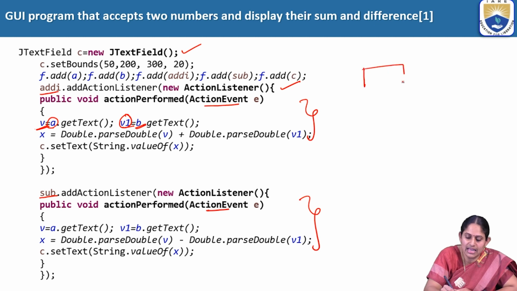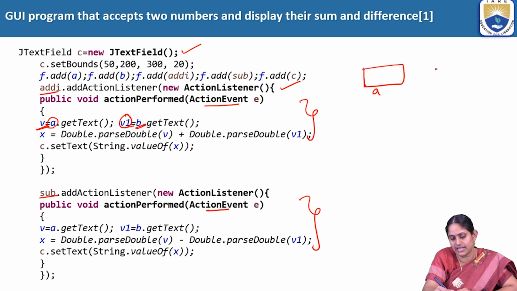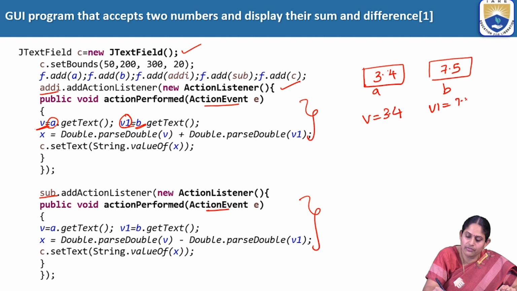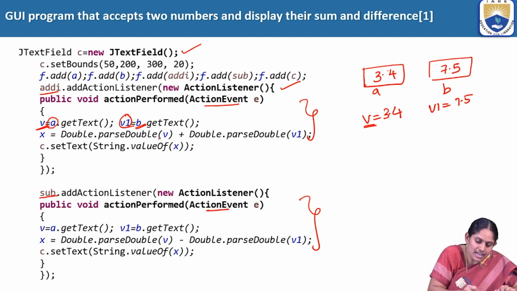So let's say this was our text field A and this is our text field B, and into A we are having 3.4 and into B we are having 7.5. So what will happen? V will have the value 3.4 as string, and V1 will have 7.5 as string. Now this V and V1 have to be converted into double or float or integer, and only then we can add it.